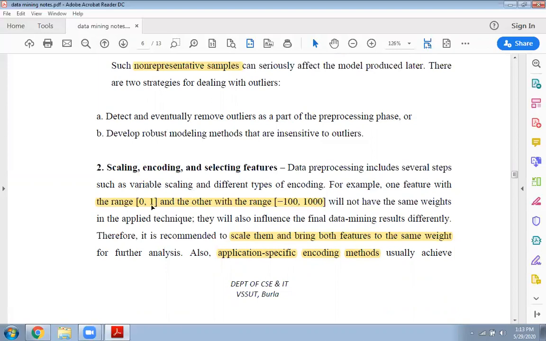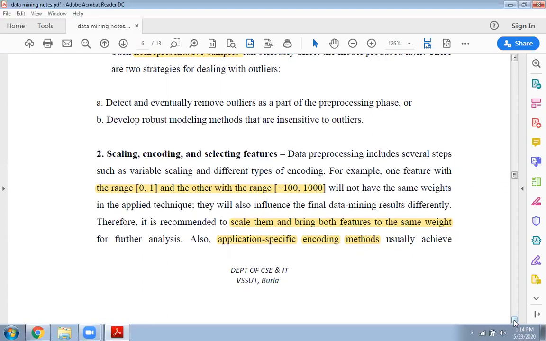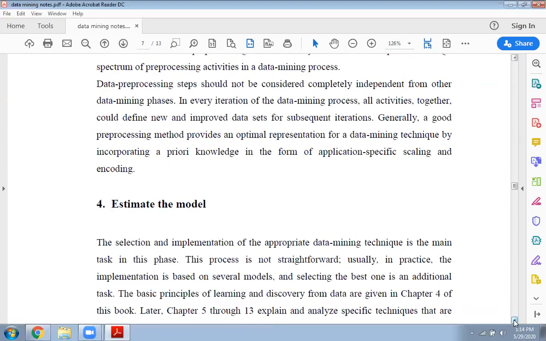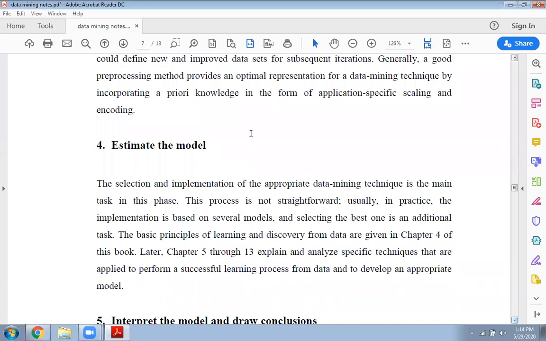We have to scale the data. Different types of data are present, with ranges like minus 100 to 1000. We have to weight accordingly, scale them, and bring both features to the same weight. Second, application-specific encoding methods should be used. It doesn't mean that for any kind of application you use the same encoding method. Once that is done, you need to build a model through regression techniques.